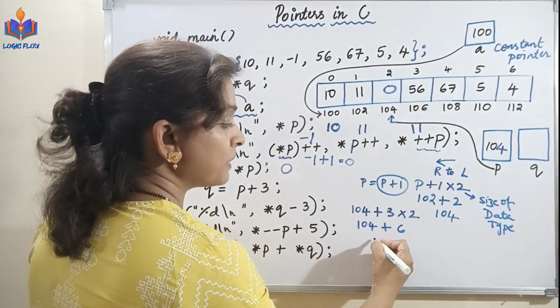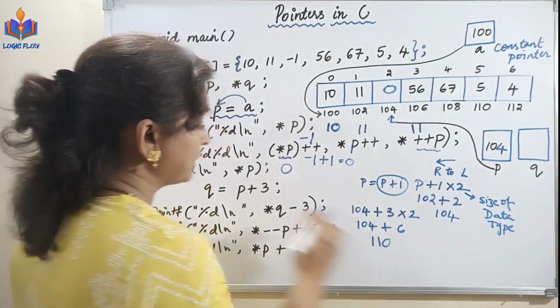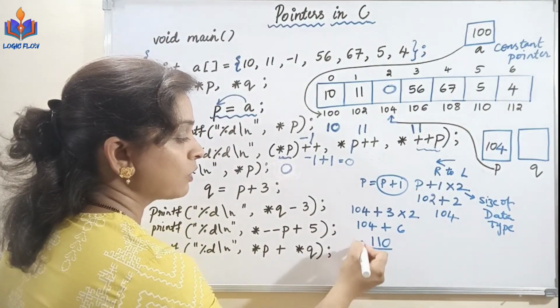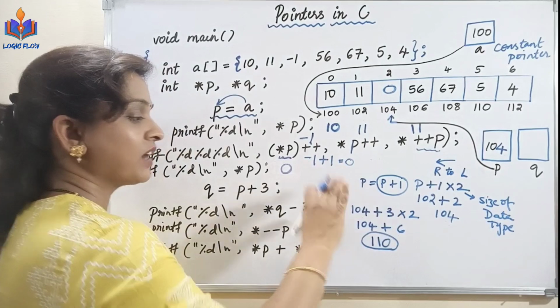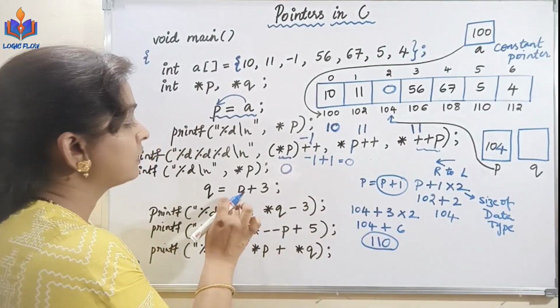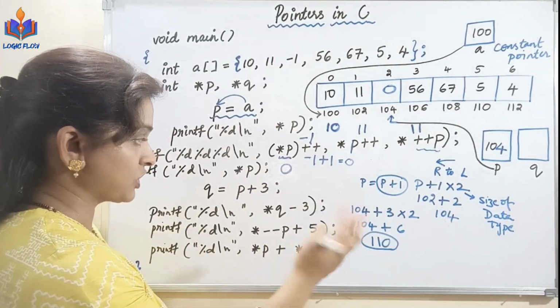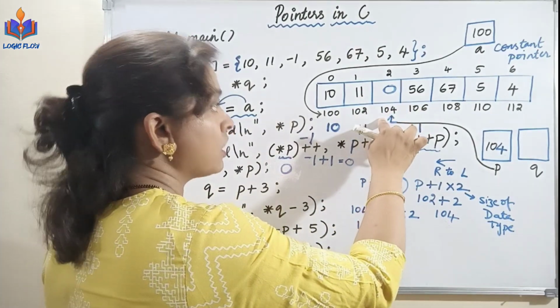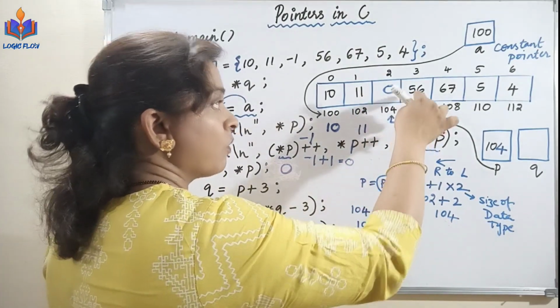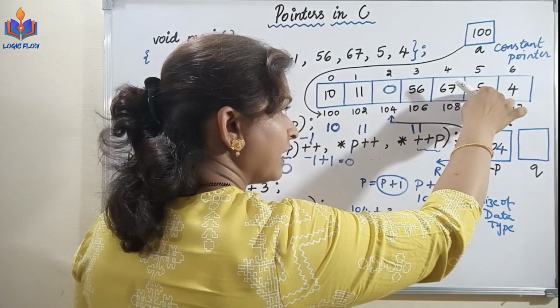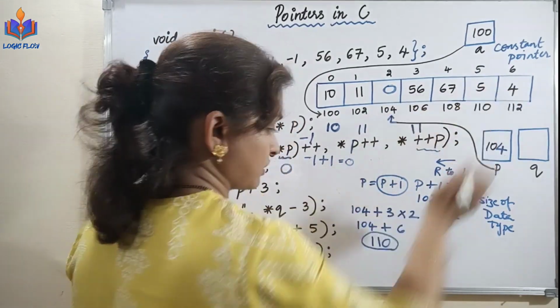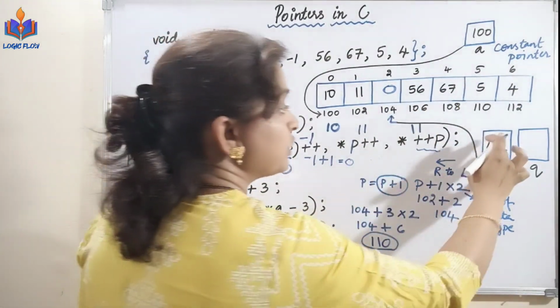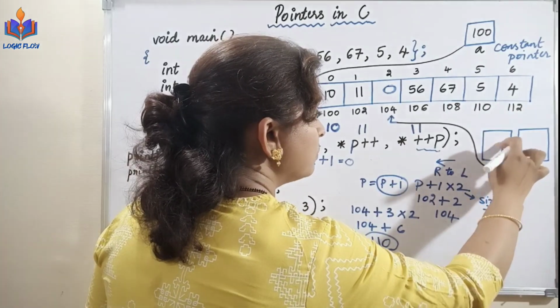So 104 plus 6 is 110. You can go straight to this location 110, or understand it in a simpler way: advance the pointer by 3 locations. P is pointing to 104, advance by 3 locations: 1, 2, 3. So it will point to this location, the address 110.